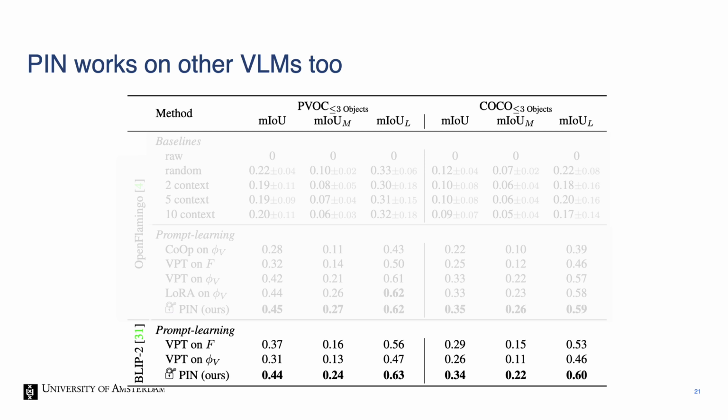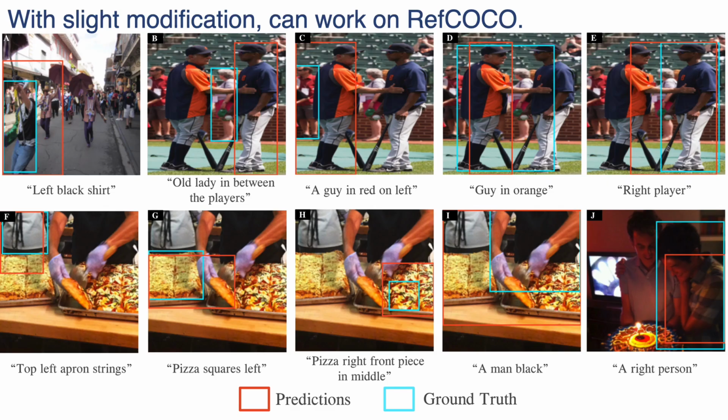PIN can also enable object localization in other vision language models, such as BLIP-2. In addition, with slight modification to the synthetic training data, we can also achieve decent performance on RefCOCO.